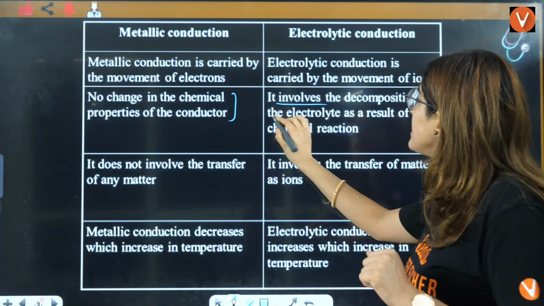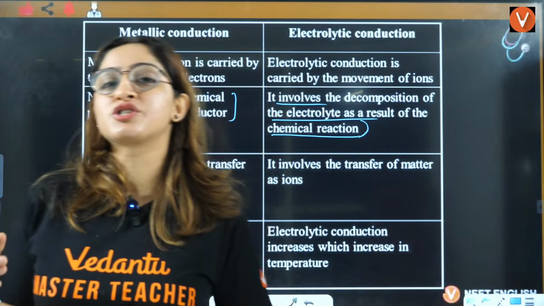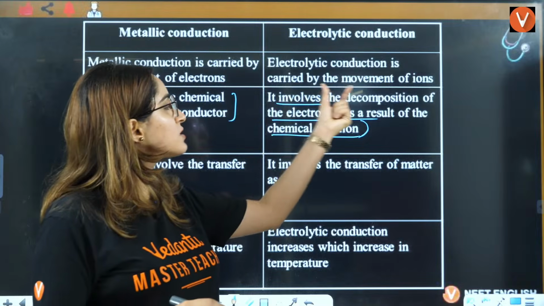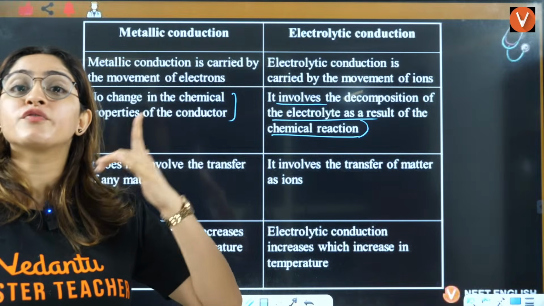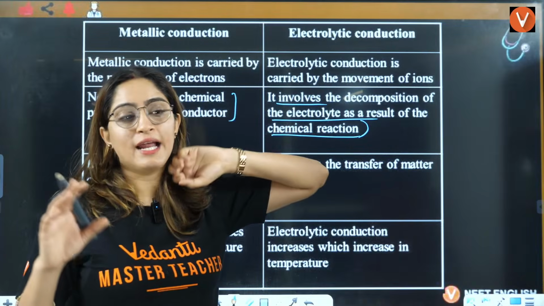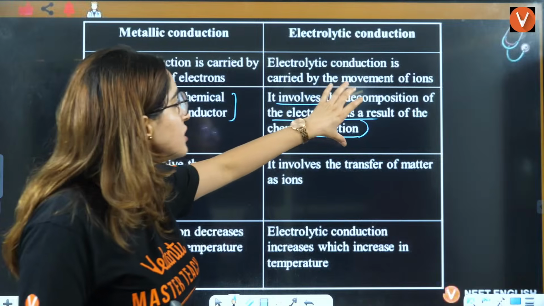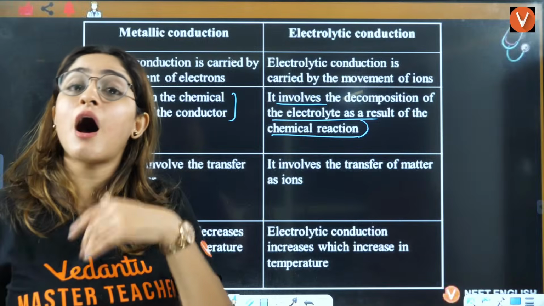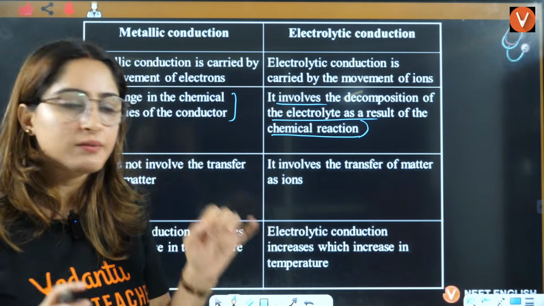But here, there will be a chemical reaction that results in the formation of electricity. That is the reason we say it involves decomposition of the electrolytes as a result of chemical reaction. Electrolytic cells we are going to talk about in the next lecture in detail, so this particular point will be more clear to you: what these chemical reactions are and how the current is actually there because of this.